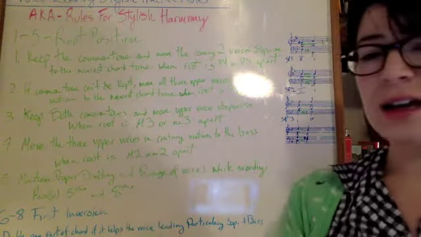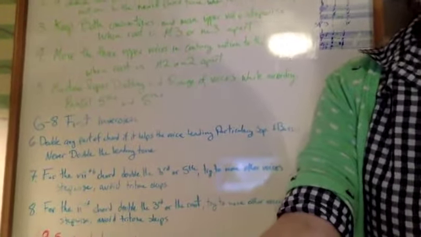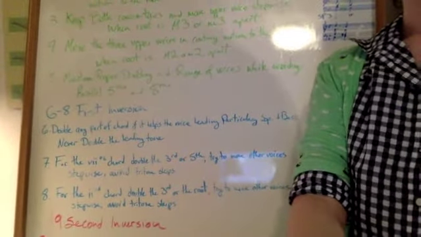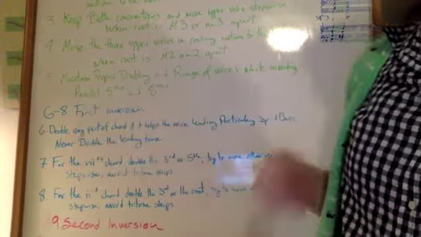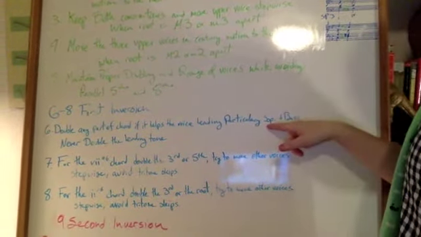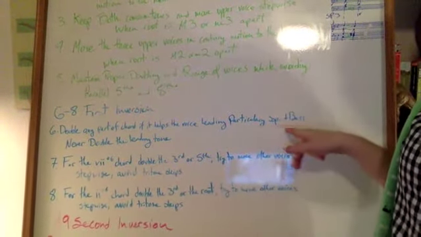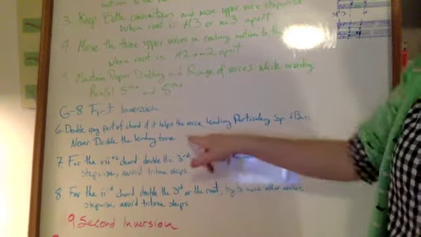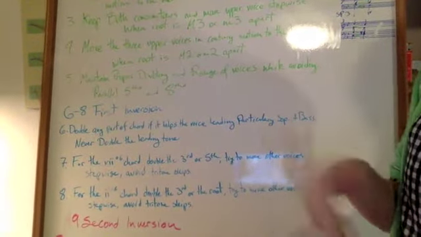Now, if we move along, let me just shrink this down because I can't move this board up and down. If we look at first inversion chords, there are 3 rules that you've got to remember. Double any part of the chord if it helps the voice leading, particularly in the soprano and the bass. So feel free, if it helps with the voice leading and following the other rules, to double any part of the chord. You could double the third, the fifth, the root, it doesn't matter.